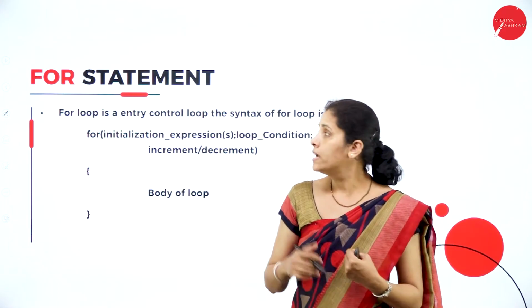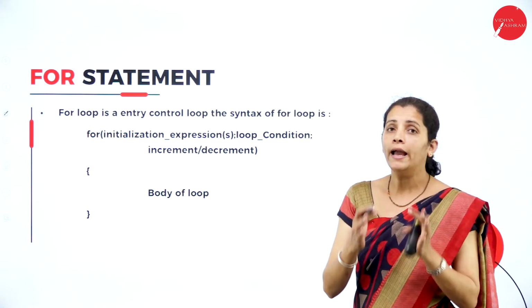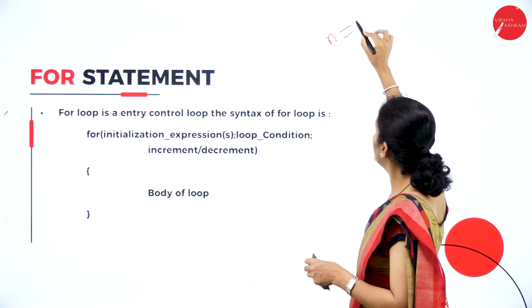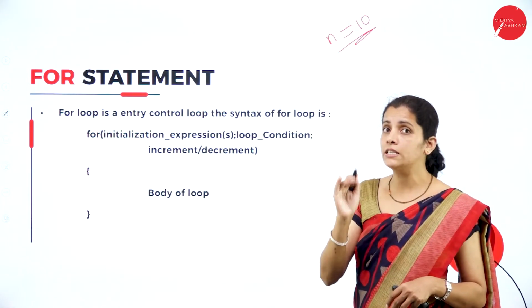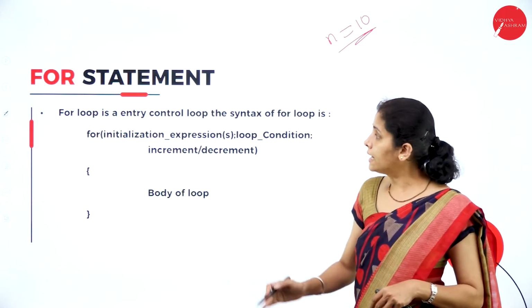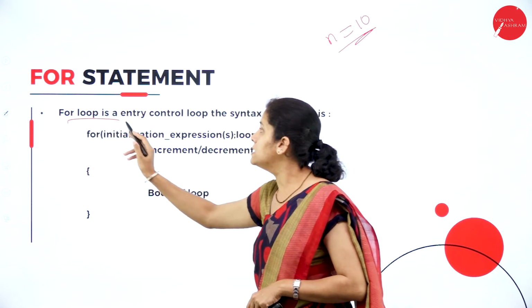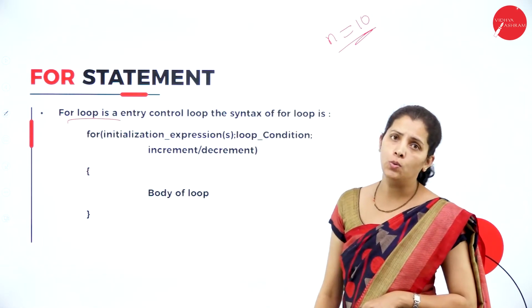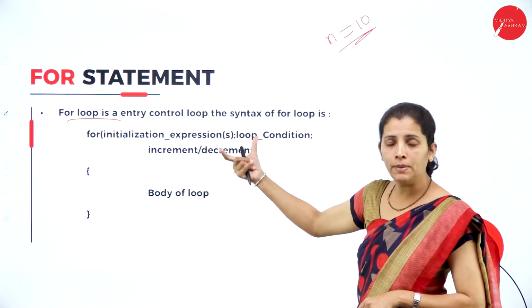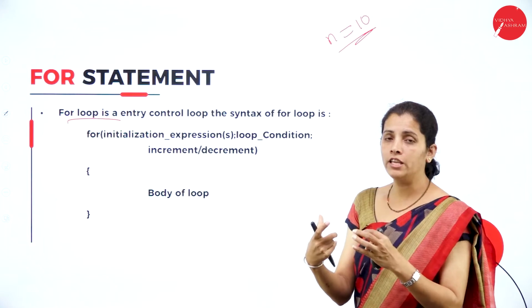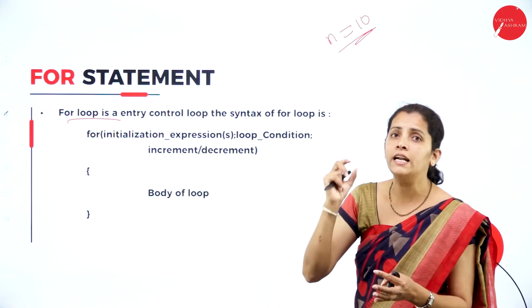For example, if I get a question like print the natural numbers, n equal to 10. So n equal to 10. At the beginning itself I know how many times I want to repeat this statement: 10 times. At that time, I'm going to use a for loop. So, the for loop is an entry controlled loop. It also works like a gatekeeper. That means at the beginning itself, I'm going to have the condition checker. That means at the beginning itself, I'm going to check the condition.